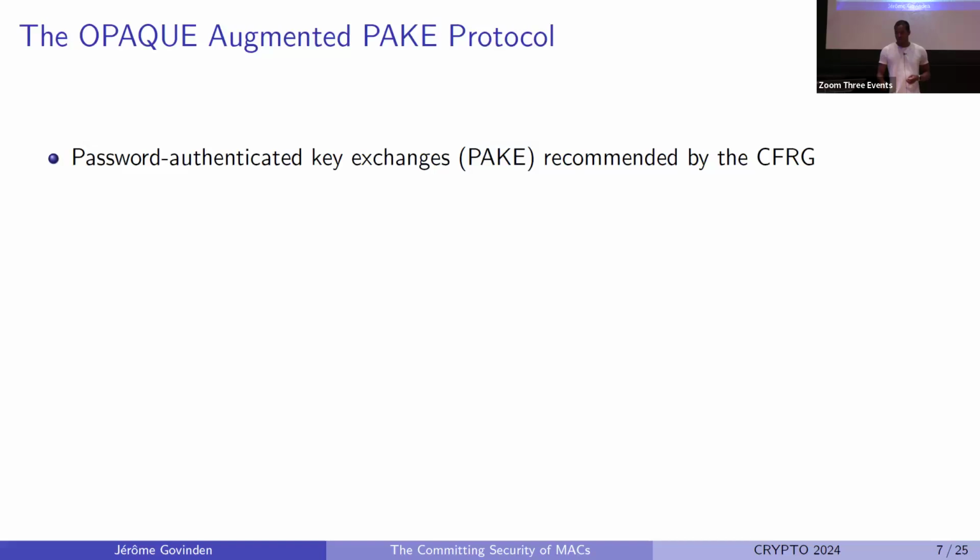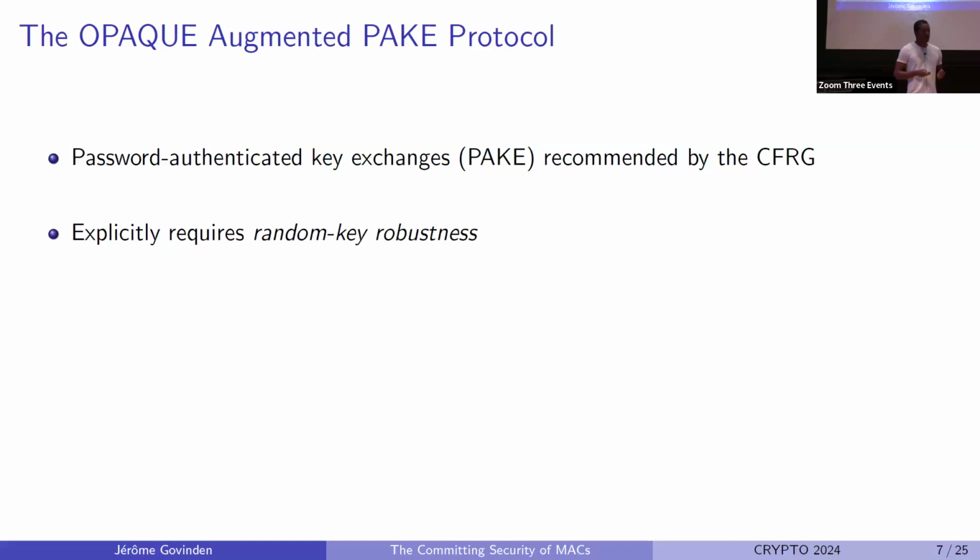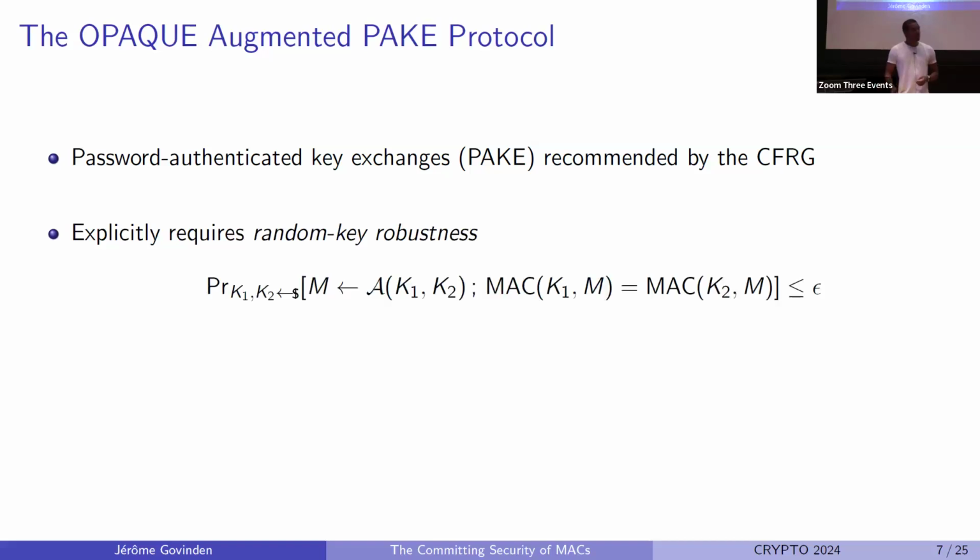The first setting we consider is OPAQUE, which is the one explicitly stating its requirements. OPAQUE is a password authenticated key exchange that is recommended by the CFRG for usage in IETF protocols. In its original proposal, OPAQUE required its underlying authenticated encryption, or AEAD, to satisfy a property called random key robustness. However, in its latest draft, this requirement was replaced by a requirement now on its MAC, which states that given two random keys K1, K2, it is hard to find a message M for which the evaluation of the MAC for this message M under the 2 different keys collide.